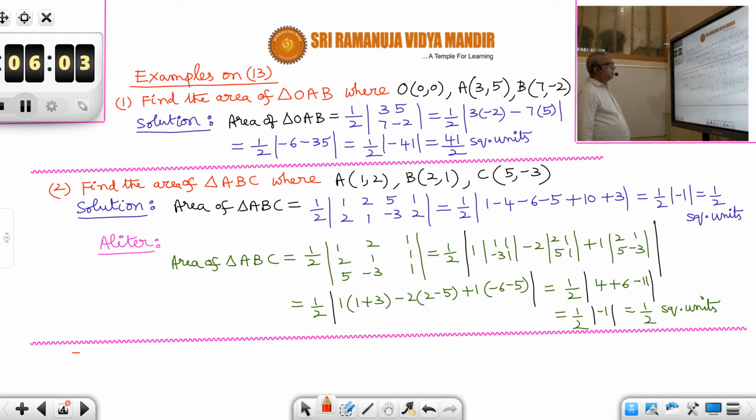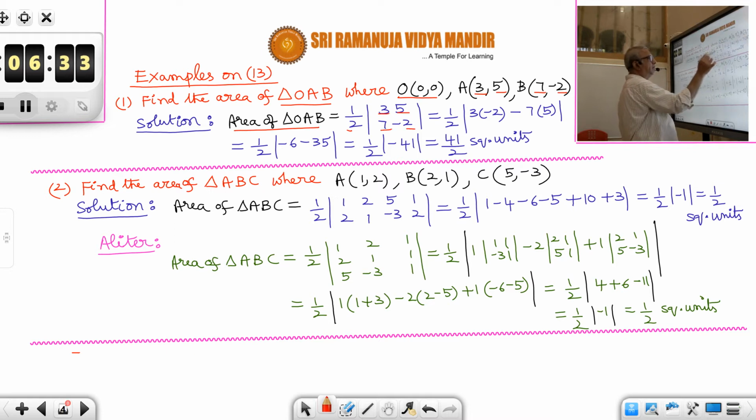So let us do some examples on the area formulas. Find the area of the triangle OAB where O is the origin, A is (3, 5), B is (7, -2). When the origin is one of the vertices, there is an easy formula. Area of triangle OAB is half into the determinant of x1, y1, x2, y2. That's all. First point, second point. First point (3, 5), then second point (7, -2).